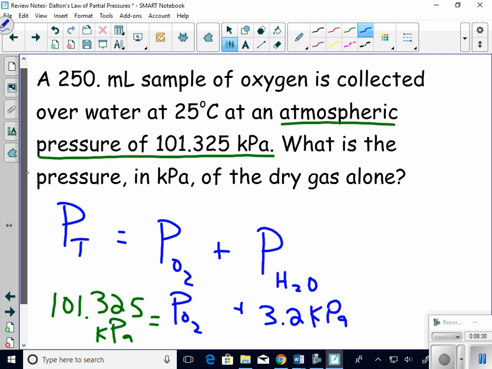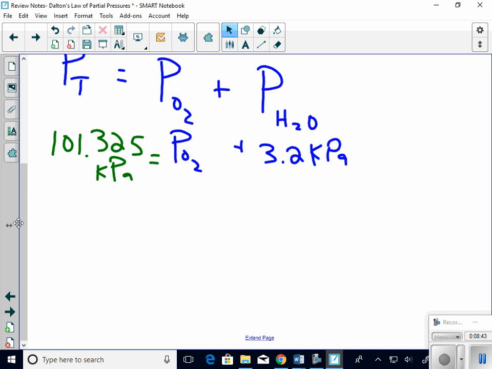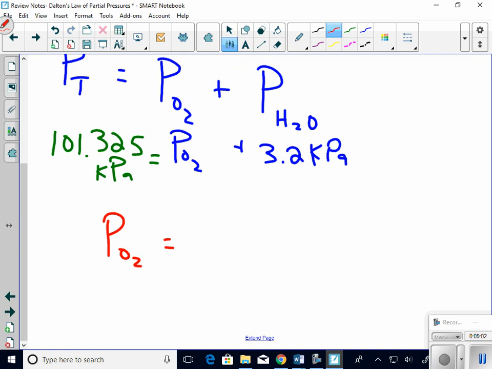Can I solve now for the pressure of oxygen? Well, I hope. Can you take 101.325 and subtract 3.2 from it? When I do so, I get my PO2 is equal to 98.125.